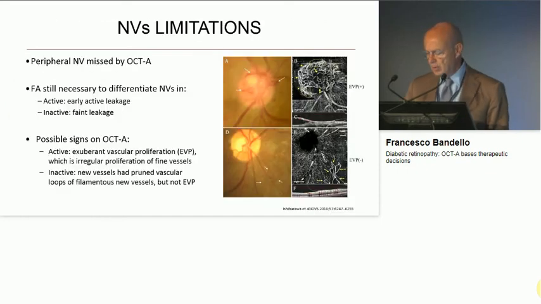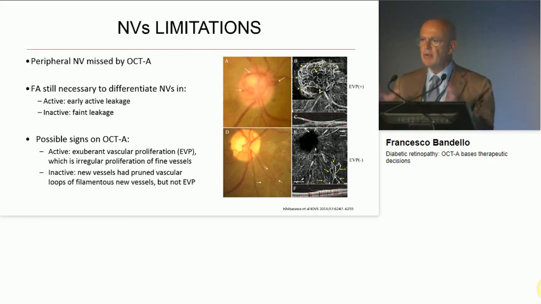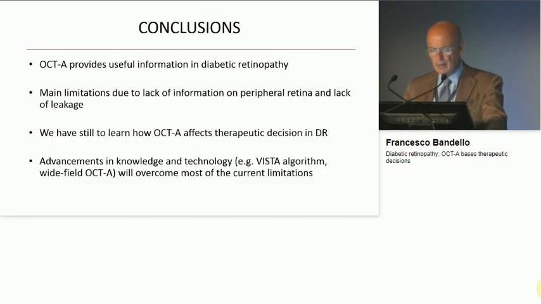Peripheral new vessels, for sure, are not well seen by OCTA, and fluorescein angiography is still needed to differentiate new vessels into active or inactive lesions. The possible signs on OCTA of new vessels: for the active lesions, you have exuberant, irregular vascular proliferation, and the inactive form shows pruned vascular loops of filamentous new vessels, but not this exuberant vascular proliferation.